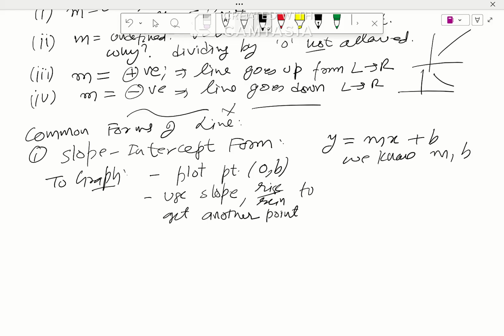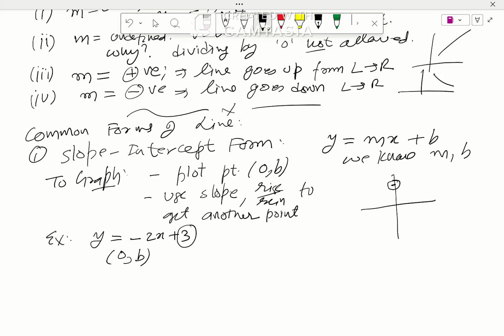So for example, let's say you have an equation in the slope-intercept form given as y is equal to minus 2x plus 3. You can try and plot it like this. So what is the first point? The y-intercept here is 3. X is equal to 0, y is equal to 3. So this is the first point we can quickly plot, let's say, here.